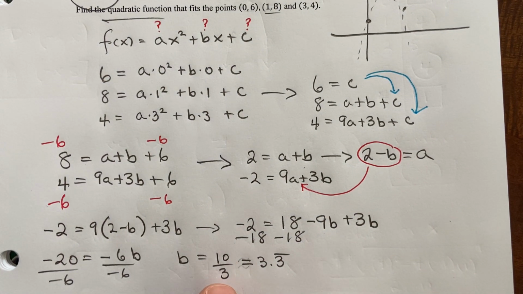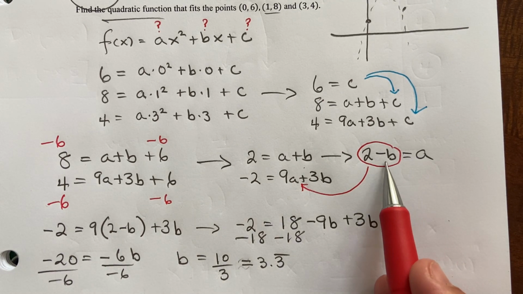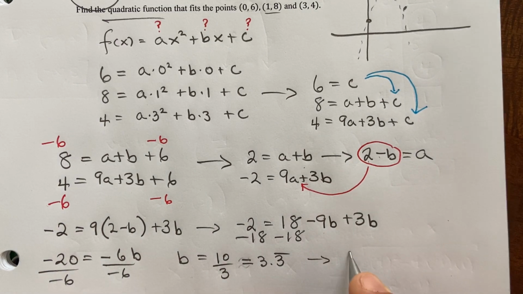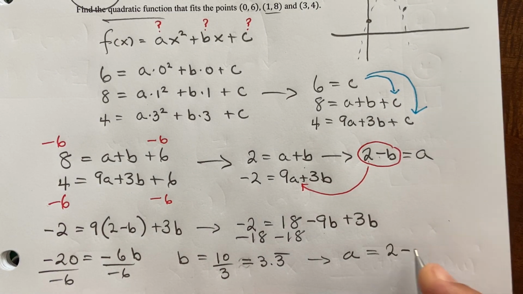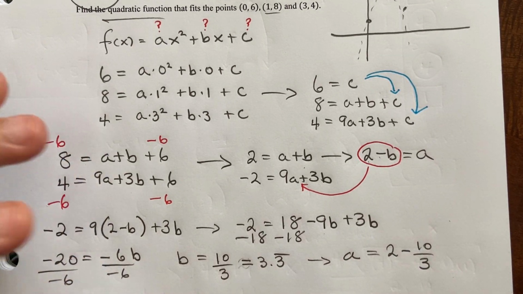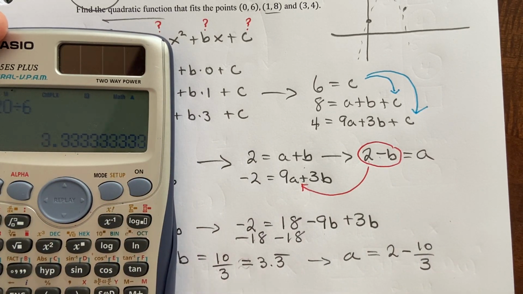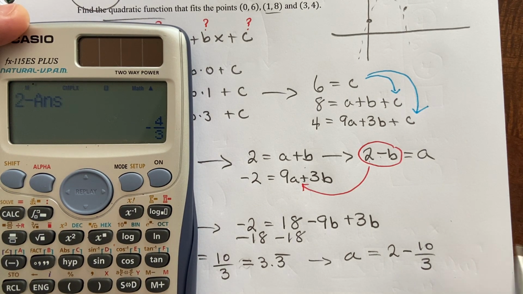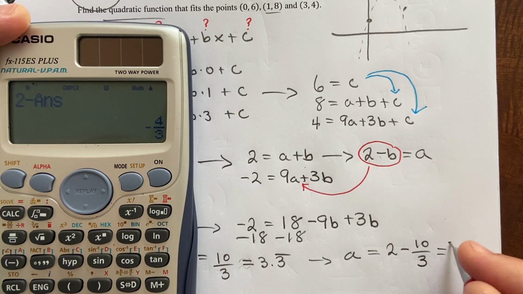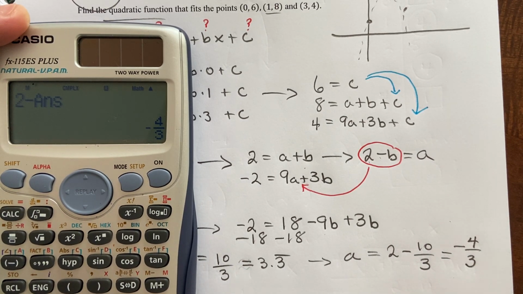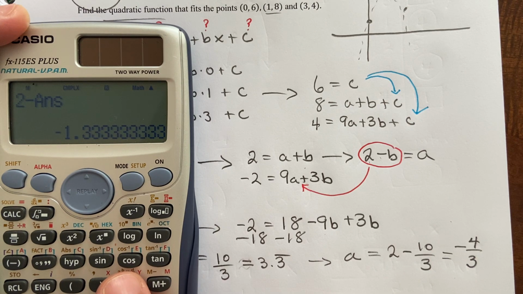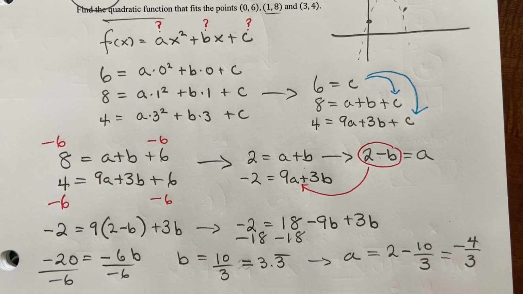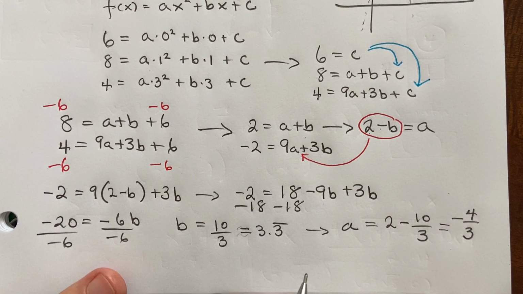So we just found what B is. A is 2 minus B. So A would be 2 minus 10/3. So 2 minus 10/3 is negative 4/3, which is about negative 1.3333 forever. So we have found the function. In a second, I'll go to Desmos and show you another way of doing this.